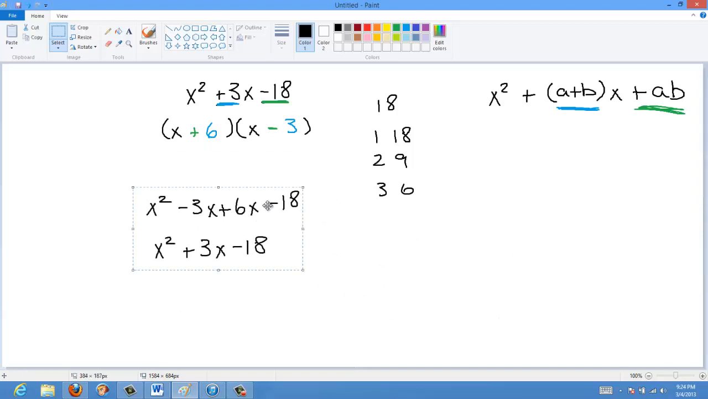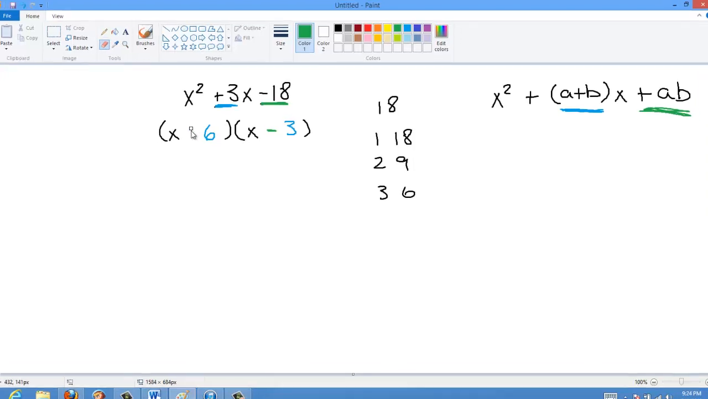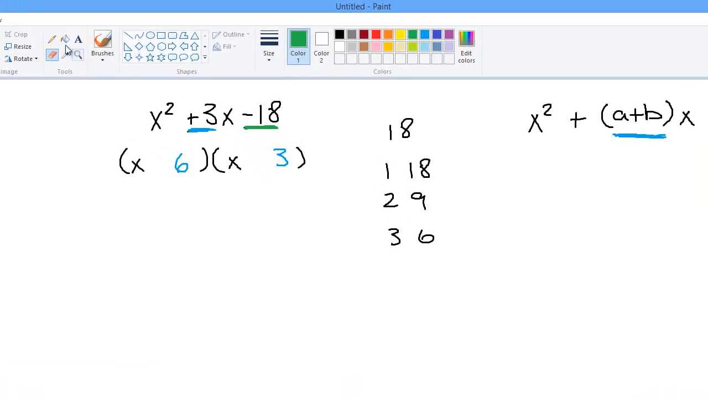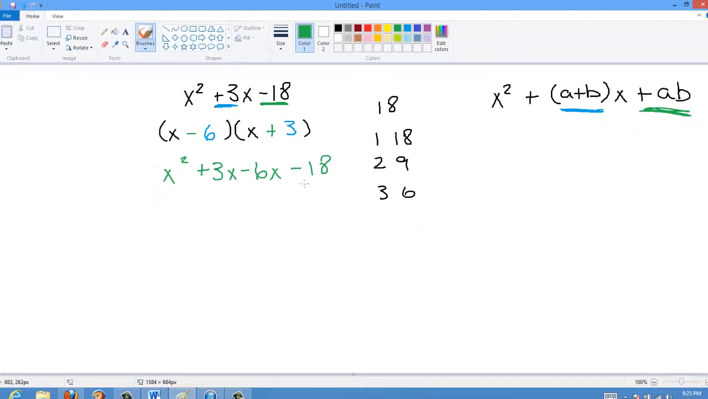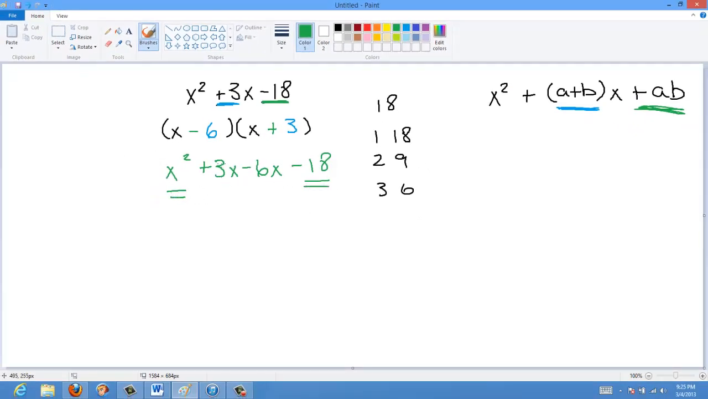Now, if I had gotten these reversed, so if I had said that the bigger one in this case was negative, when I multiplied it through, I'd get x squared plus 3x minus 6x minus 18. The minus 18 would match up, and so would the x squared, but when I have plus 3x minus 6x, I'd get negative 3x, which doesn't match the sign. Which means the larger number had to have been positive.